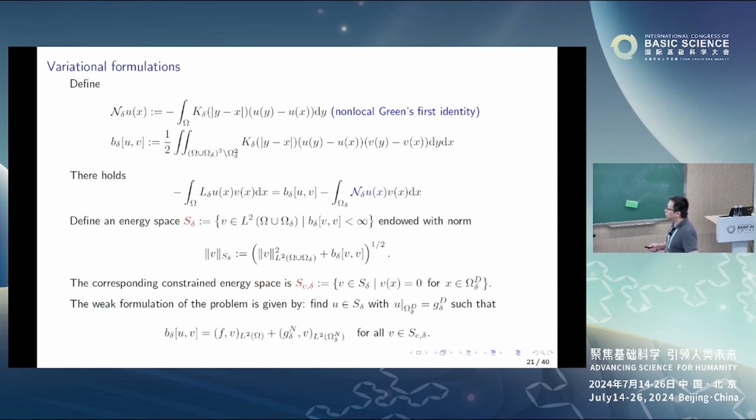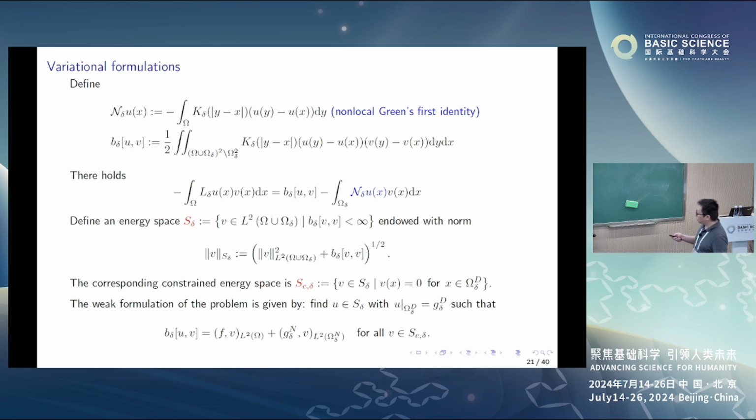Now to show the well-posedness, we need to define the energy space, which consists of our L2 functions for which the bilinear form is finite. So this serves as a semi-norm in the energy space. If you consider the Dirichlet boundary condition, you need the constrained energy space, where the function v belongs to the energy space and equals 0 for x in the Dirichlet boundary region. And the weak problem is to find a function u in this energy space such that it satisfies the Dirichlet boundary condition in the Dirichlet boundary region, and satisfies this weak formula: the bilinear form equals the f inner product with v plus an integral over the Neumann boundary region, of the Neumann data and test function v.